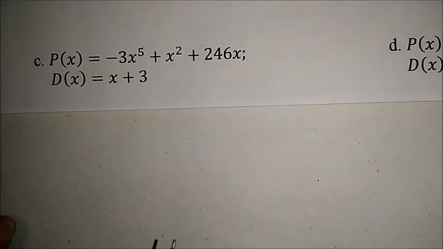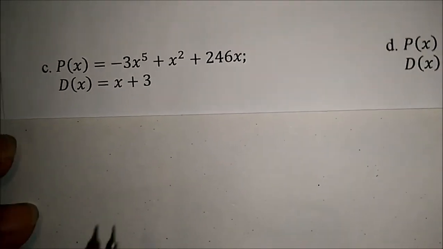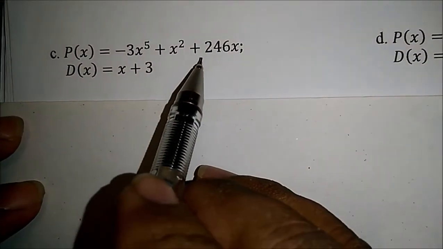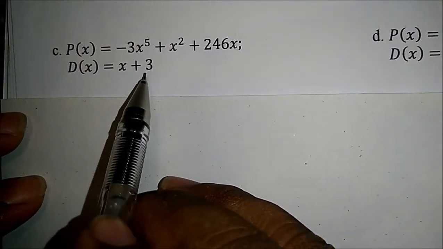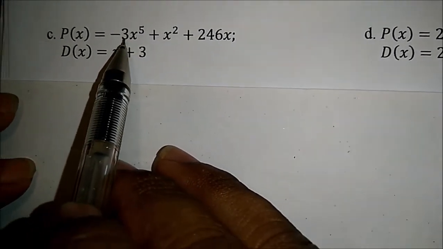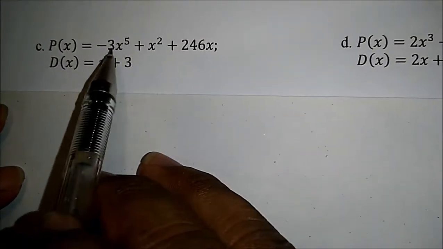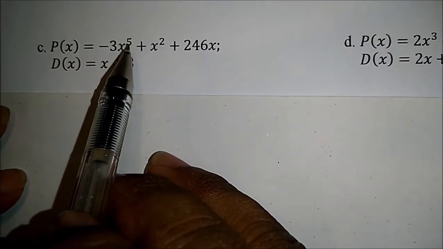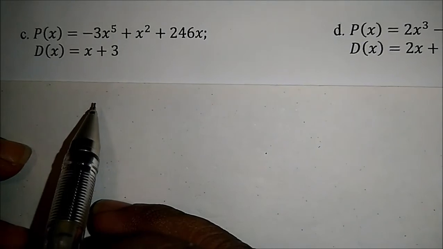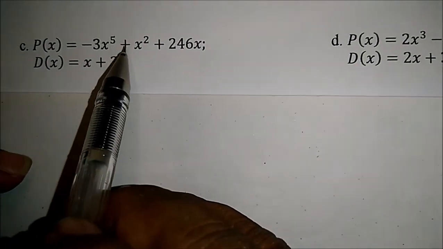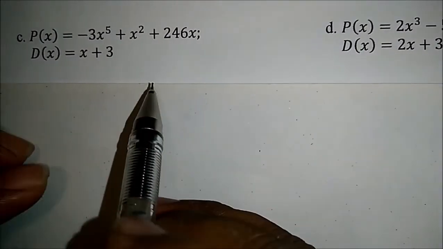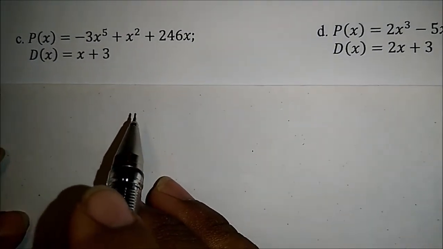Okay, so let us continue our discussion of synthetic division. So we have negative 3x raised to 5 plus x squared plus 246x divided by x plus 3. As you can see, though the dividend is arranged in standard form, there are missing terms. Wala tayong x raised to 4, wala tayong x cubed, wala ring constant term. So, lahat ng missing term, lalagyan ng 0.